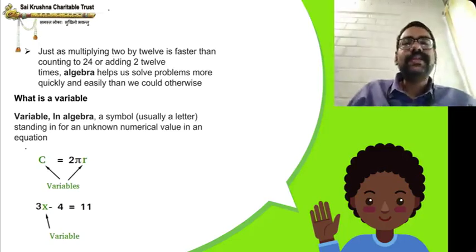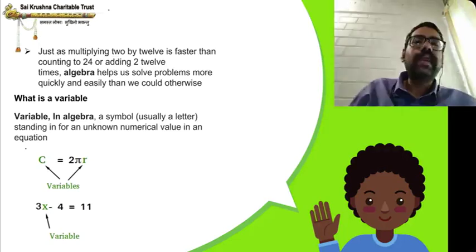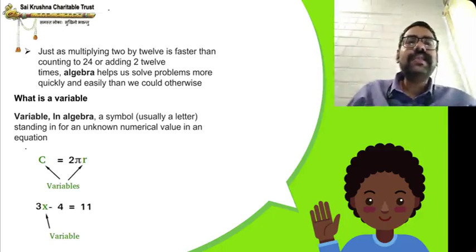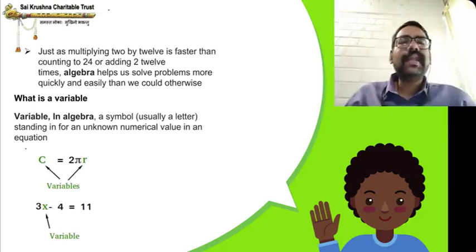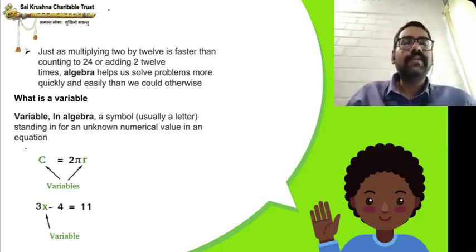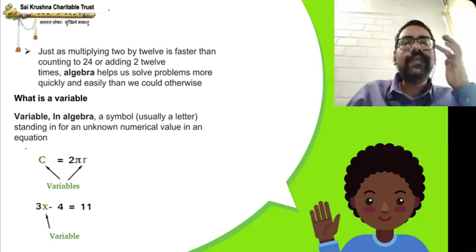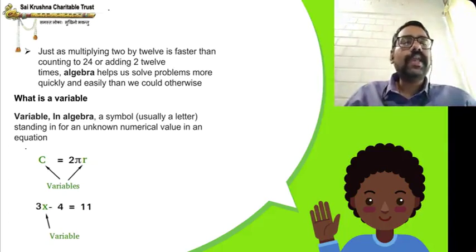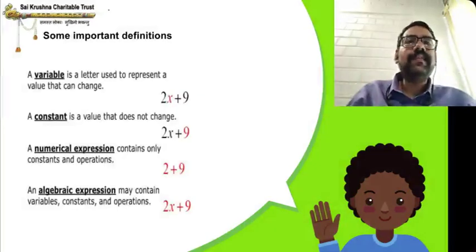Some more examples are given. 3x minus 4 equals 11, where x is a variable because the value of x can vary. It is not constant. You can give any value for x. So many values will come for x. That is why it is called a variable. Variable means the value will change.